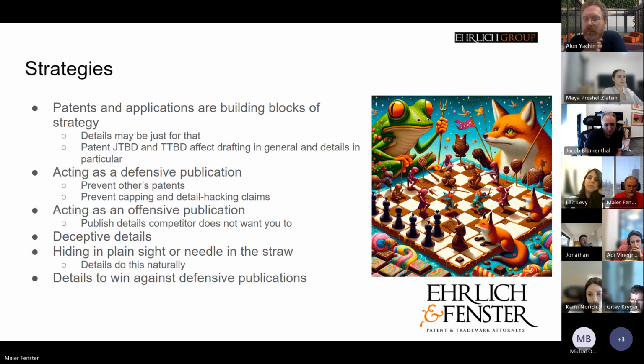Same time, I might want to be an offensive publication. I might want to publish things which will interfere with my competitor's business, like their trade secrets. I didn't steal the trade secret. I'm just guessing what the trade secret is. So I'm happy to publish it. Deceptive details. Why should people know that I'm making chocolate frogs if when they read my patent, they think I'm making chocolate lizards?